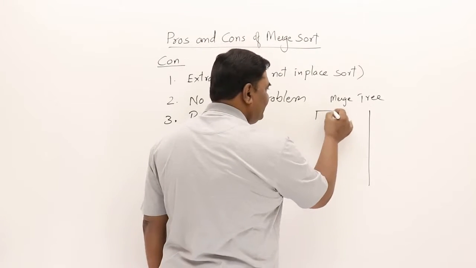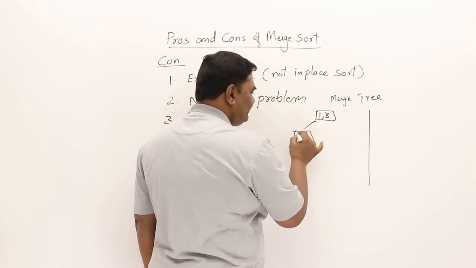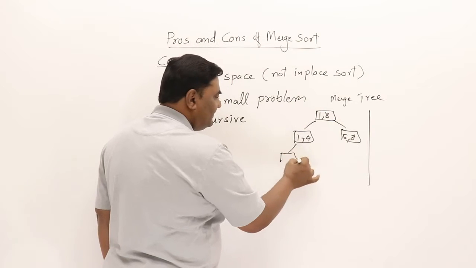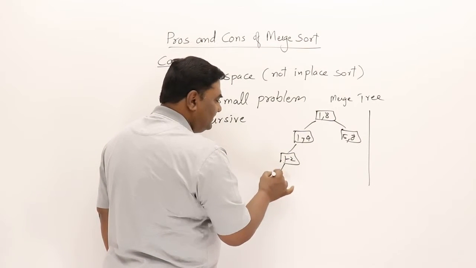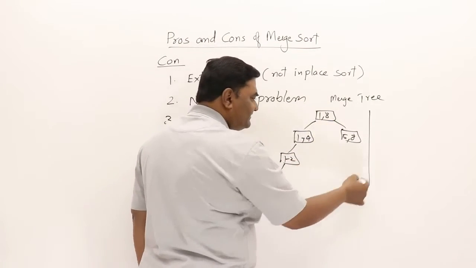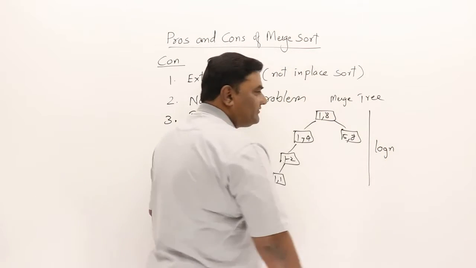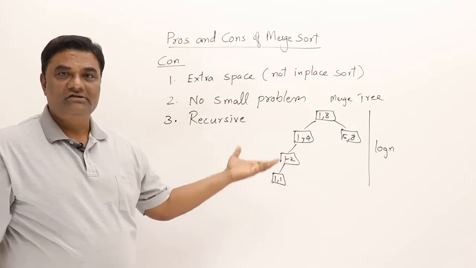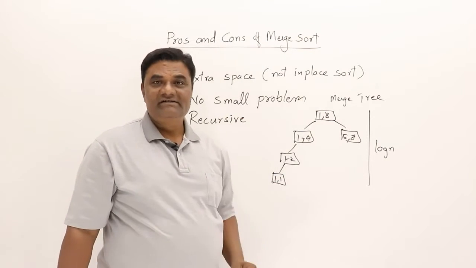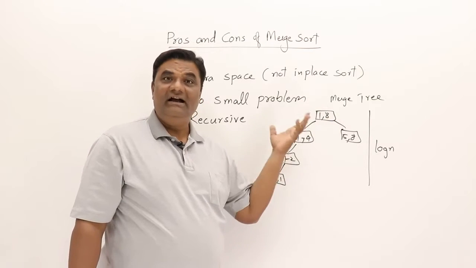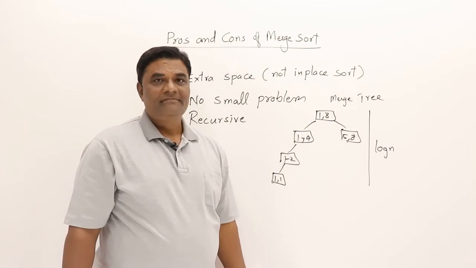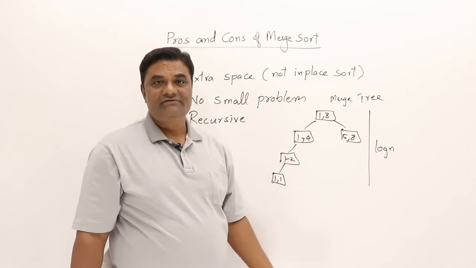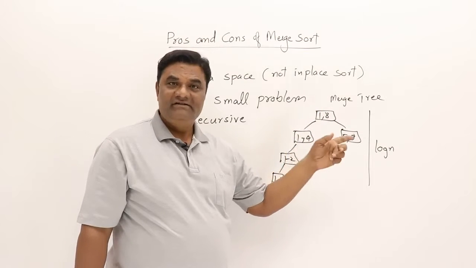If you remember, if 8 elements are given, then it will call itself for 1 to 4 and then 5 to 8, then 1 to 2, then 1 to 1. So what is the height? It is log n. So how much stack space does it need? Log n stack space at a time. It may be creating many activation records, but the maximum activation records will be log n. So it needs space in the stack.